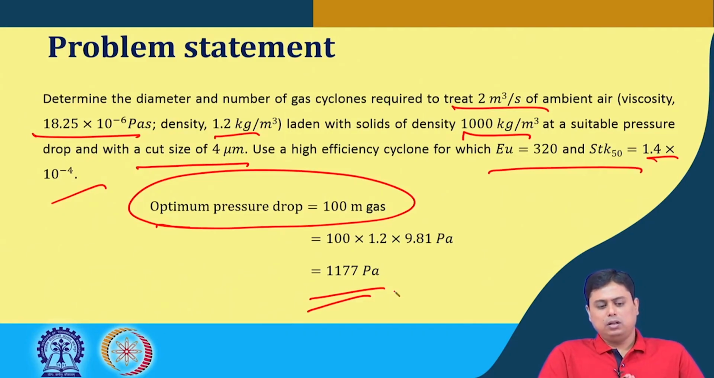I hope this problem helps you to understand the utility of the Euler number and the Stokes number, and how we calculated the desired cut size and the number of cyclones that are required to be connected in parallel.